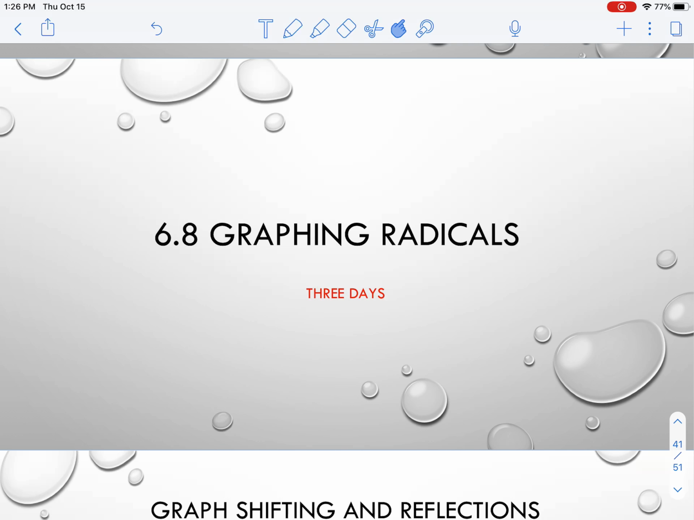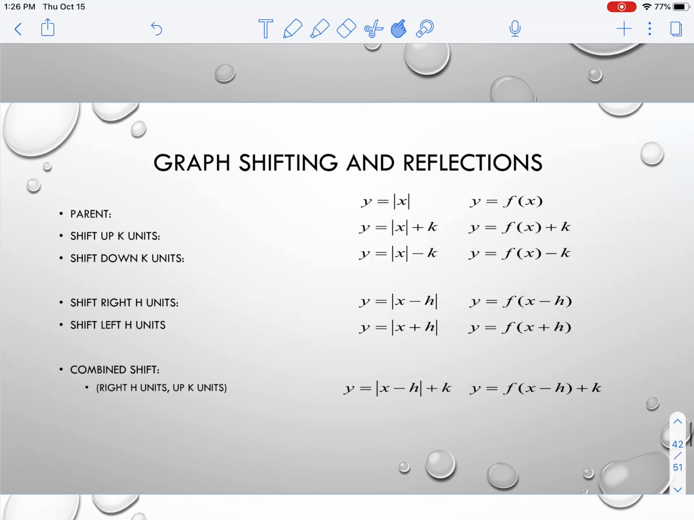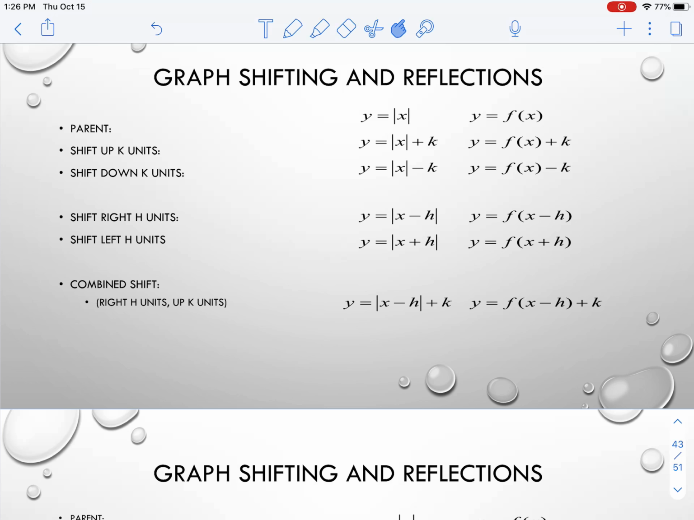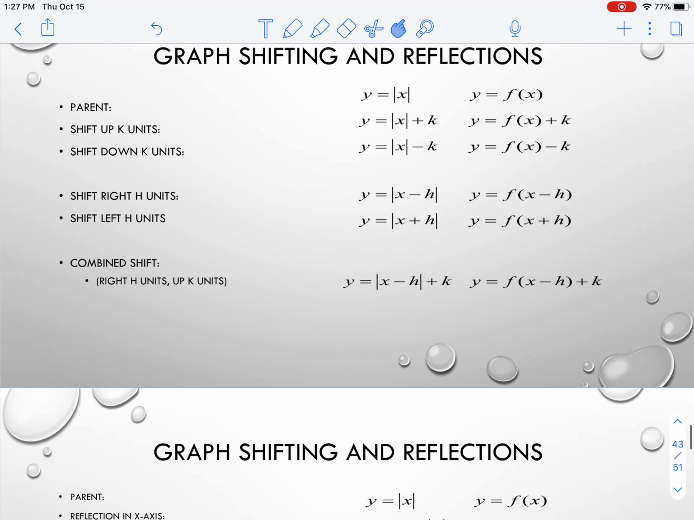Lesson 6.8, Graphing Radicals. As expected, we should learn a lot about graphing radicals with what we already know about graphing certain functions, using A, H, and K. Just like everything else, we have our parent graph, and then we want to shift things up or down. That's our K value outside. Our horizontal shifting is within the radical, which is referring to H. And then you can put it all together, move up, down, left, right, whatever you decide to do.